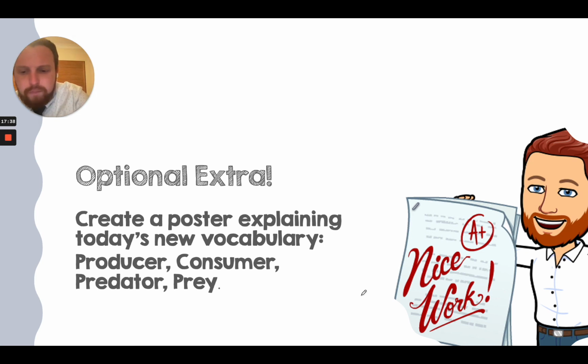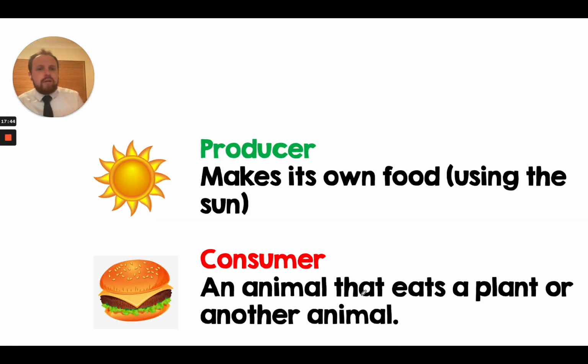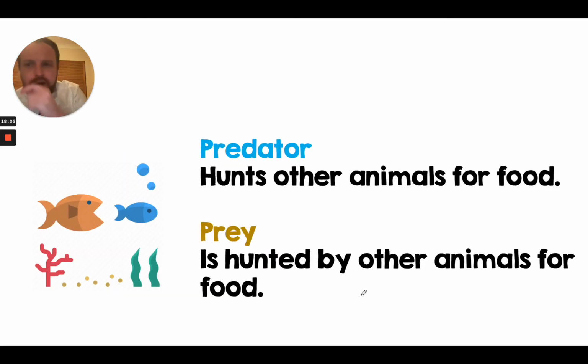And I'm actually going to go back to those definitions for you quickly. So remember, a producer makes its own food using the sun. So these are plants. Plants make their own food using sun in a process called photosynthesis. A consumer is an animal that eats a plant or another animal. So it's not creating its own energy, it's getting its energy from eating something. And then the other words we learnt today were predator and prey. So predators are animals that hunt other animals for their food. Prey are animals that are hunted by animals for their food. Predator, prey. Predator eats the prey.